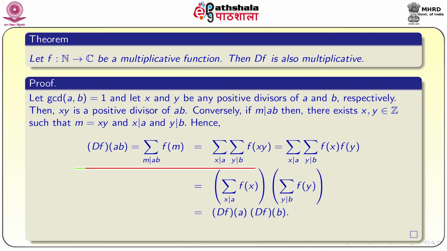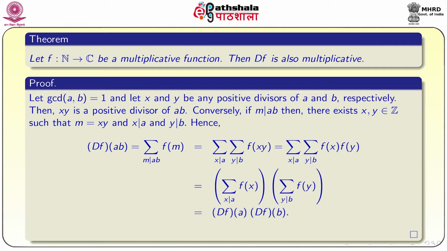Hence, since GCD of a, b is equal to 1, we have to show Df is multiplicative. So, I need to show that Df(ab) is equal to Df(a) into Df(b). By definition, Df(ab) is the sum of f(m), where m divides ab, but m divides ab and GCD of a, b is 1. So, m is of the form x into y, where x divides a and y divides b.